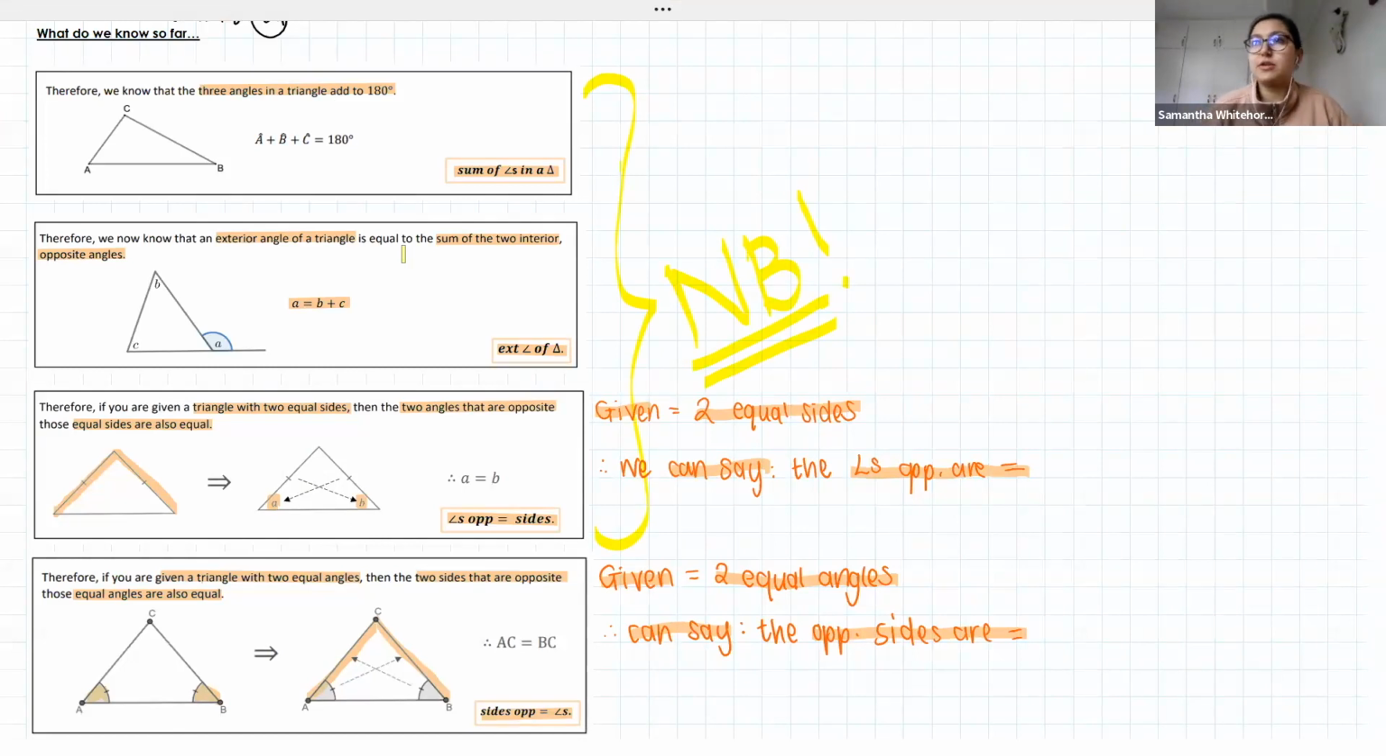So in case you haven't written down or in case you haven't got this, I'm just going to wait here for a second for you guys to screenshot these reasons. And then we're going to have a look at examples, making sure that we're able to apply all of these triangle reasons.